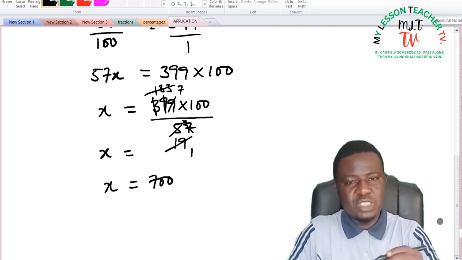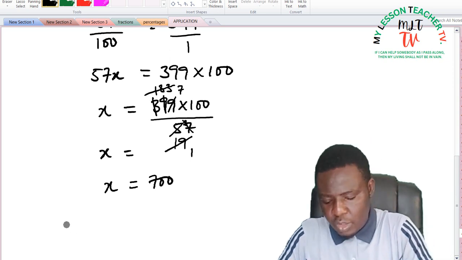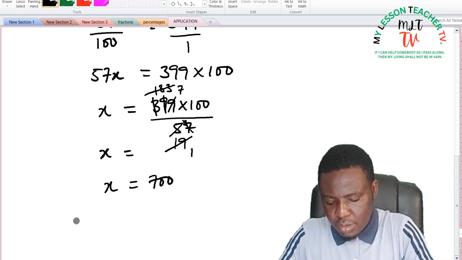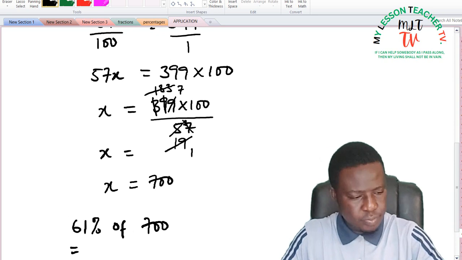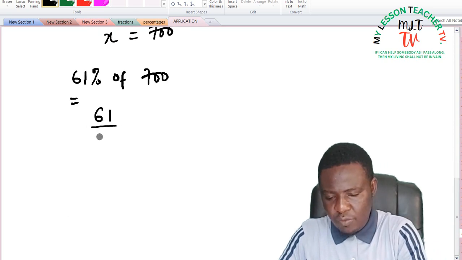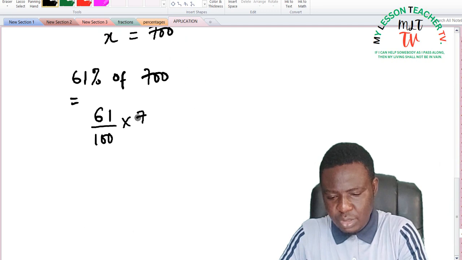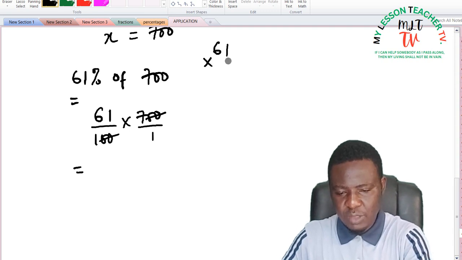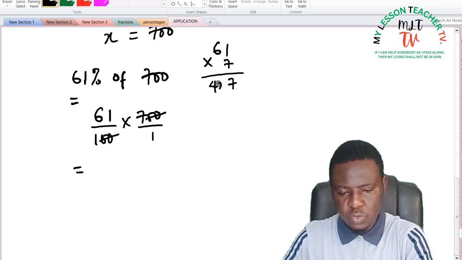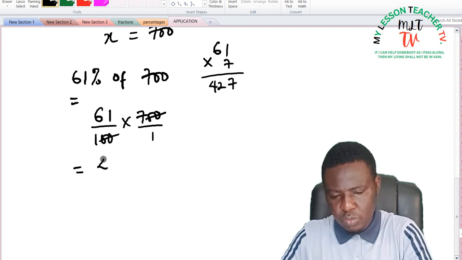So we shall now look for 61% of 700. So 61% of 700 will be equal to 61 over 100 times 700 over 1. So for a child who scores 61%, this is going to be 61 times 7. This is 7, and this is said to be 427 marks.